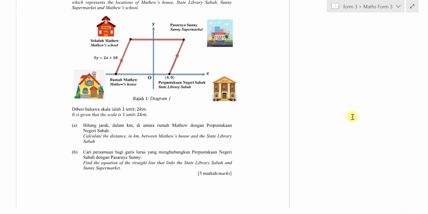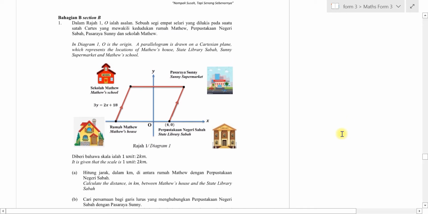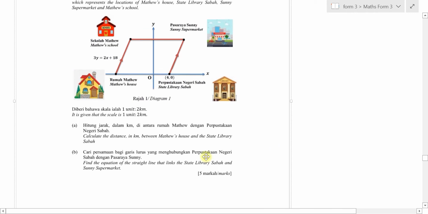Let's check the answer. Okay, we have 4 places here. Matthew's School, Matthew's House, Sunny Supermarket, and State Library, Sabah. In diagram 1, O is the origin. Okay. A parallelogram is drawn on a Cartesian plane, which represents the location of all the 4 places. It is given that 1 unit is 2 kilometers. Now calculate the distance in kilometers between Matthew's House and State Library, Sabah. Matthew's house is here. State Library of Sabah is here.